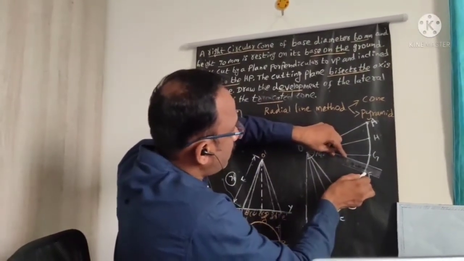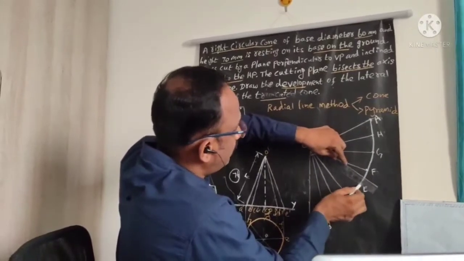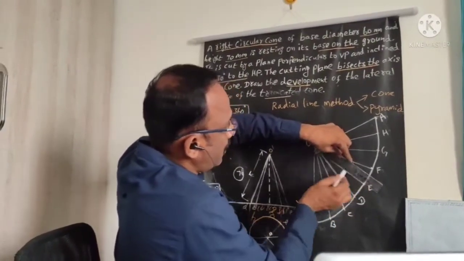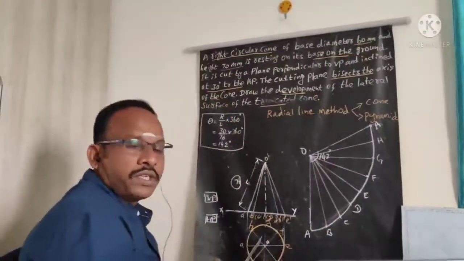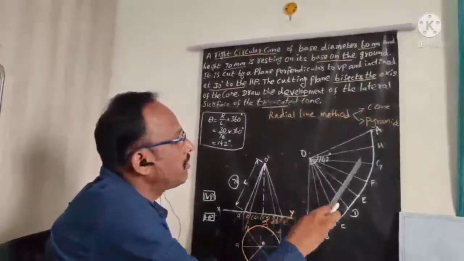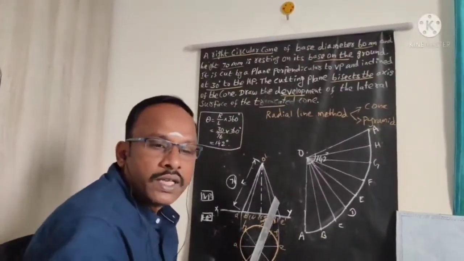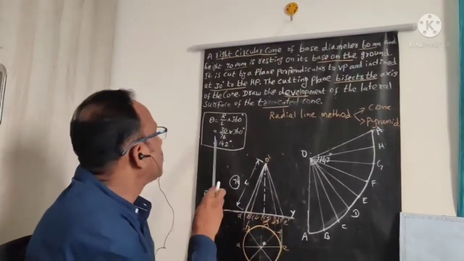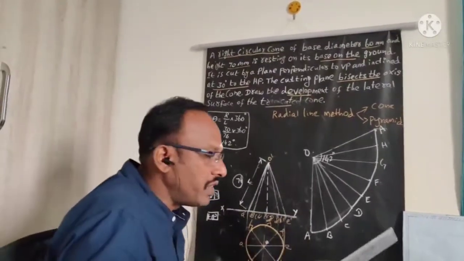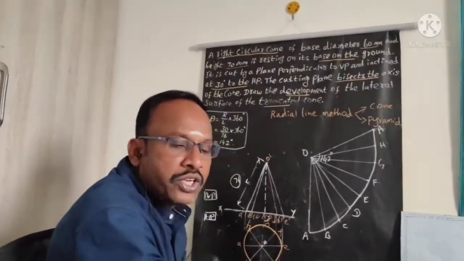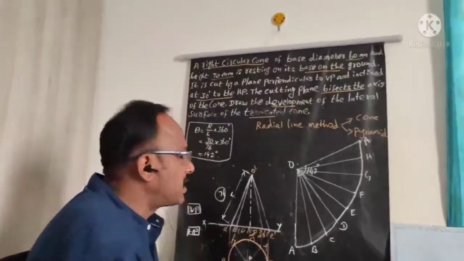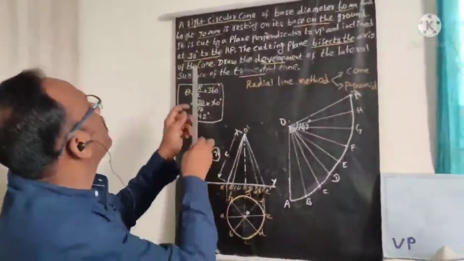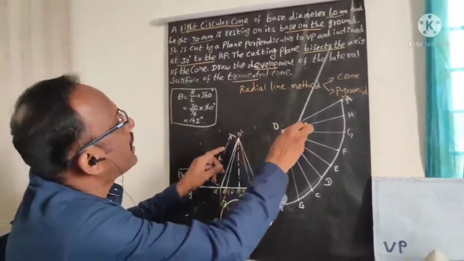Up to this you will get 12 marks out of 20. So first draw the top view, then the front view, and the corresponding full development of the solid. We complete it using this angle of 142 degrees. Now I am going to introduce the important thing, the section plane. Here it is given at 30 degrees to HP and bisecting the axis.